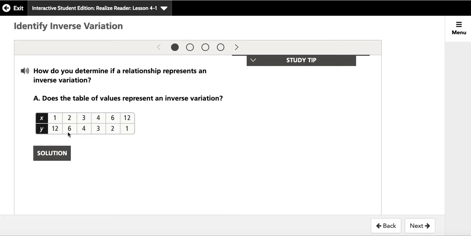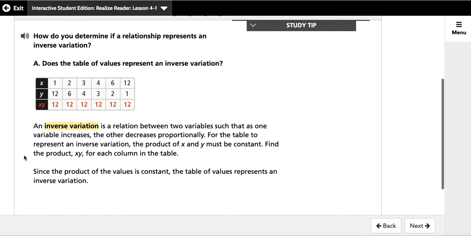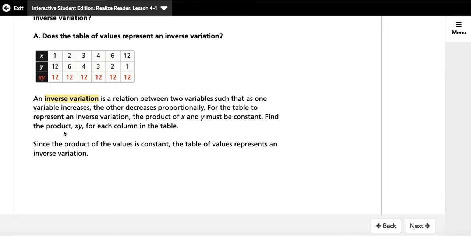As x is increasing and y is decreasing, there's a good chance, but we need to look at it a little bit further. Inverse variation is a relation between two variables such that as one variable increases, the other decreases proportionally. So we need to find if we have the right proportion, and you can do that by finding the product of x and y. And that's what they've done here.